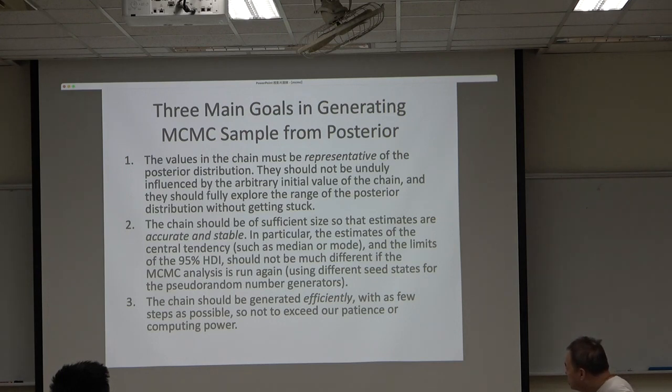So second, the chain should be of sufficient size, large enough so that estimates are accurate and stable. The size of the chain has something to do with the sampling process. If your sampling process is more efficient, then you don't need that many samples. You probably need just a couple of thousand.